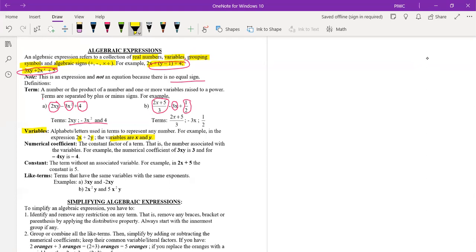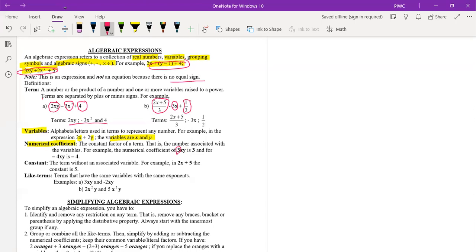Then we also have to know what we call the numerical coefficients. The numerical coefficient is the constant factor of a term. That is the number associated with a variable. Let's take an example. If I take 3xy, the coefficient here is the number 3, the number associated with the variables.